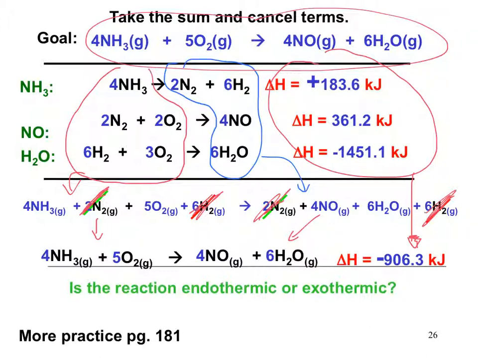And a question that you might be asked after you've calculated something like this is: is this reaction endothermic or exothermic? Well, under constant pressure, delta H is equal to Q, right? In this case, delta H is negative, so Q is negative, and in that sense, the reaction is going to be exothermic because it releases heat.